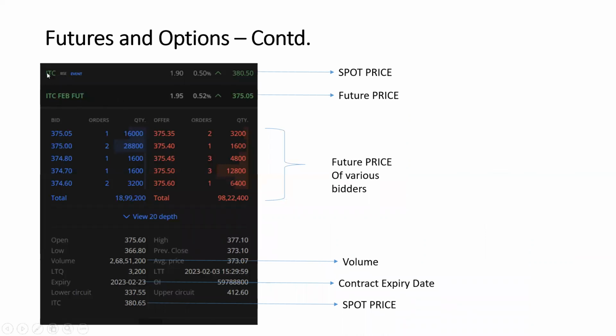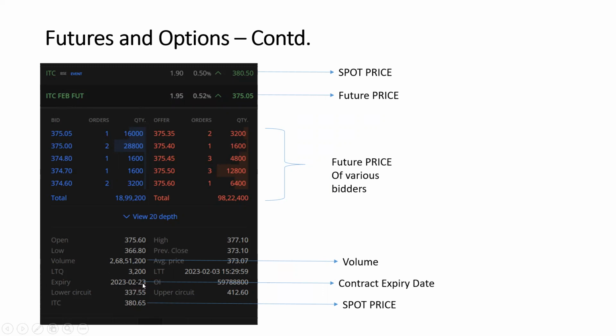Here you can see the ITC spot price, which I was telling you about. This is like a baseline, and the future price you can see here itself. Spot is running at 380 and the future price is running at 375. There is no hard and fast rule that the future price should run at 385 or something like that. It depends on demand and supply. Apart from this, these are the people who are selling at different prices. Then you can see the volume, and the expiry date, when this particular contract will expire.